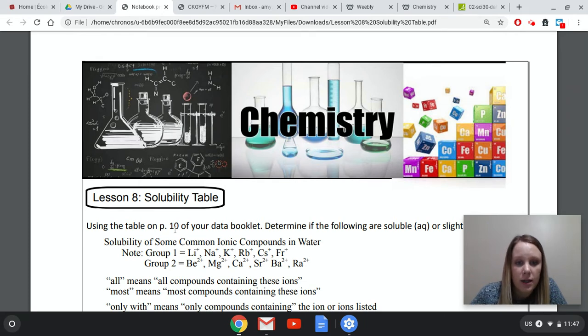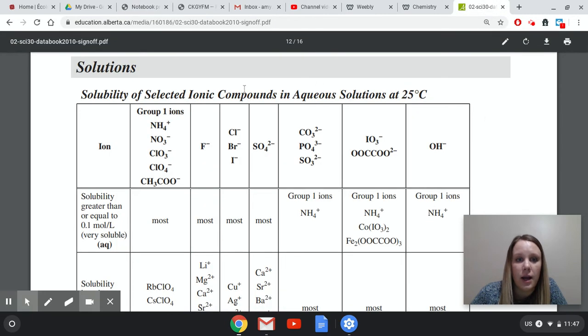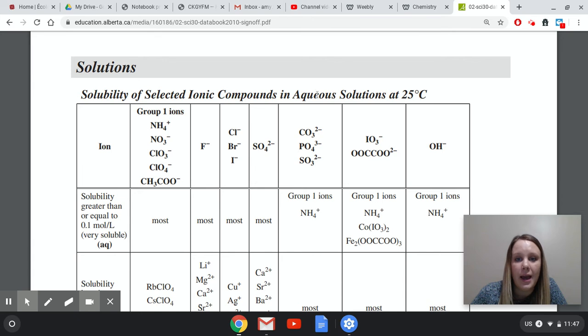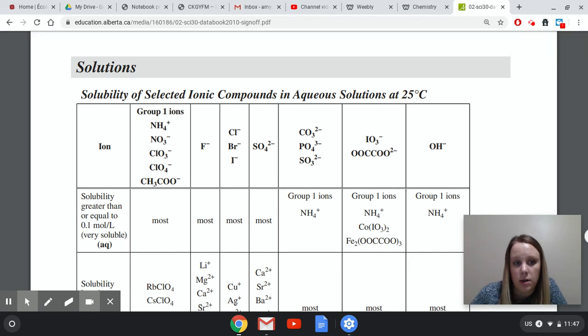So on page 10 of your data booklet, you have what we call the solubility table. This table shows us for ionic compounds which compounds will be aqueous solutions, or which compounds are likely to dissolve really easily in water. So over here on the side, you can see if something is very soluble or aqueous. This is something that would dissolve easily in water, like sodium chloride.